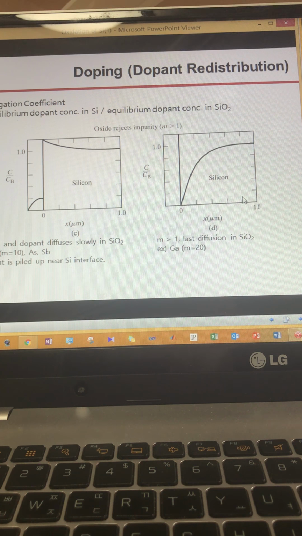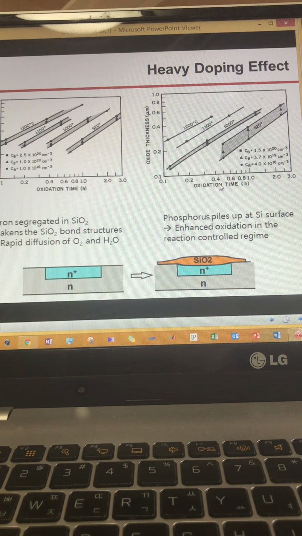Finally, fast diffusion in silicon oxide, which is when we put on the gallium. The diffusion rate is so fast that there is no slope in the silicon oxide and the silicon interface concentration is low. As a result, heavy doping increases growth and thickness in the same amount of time.